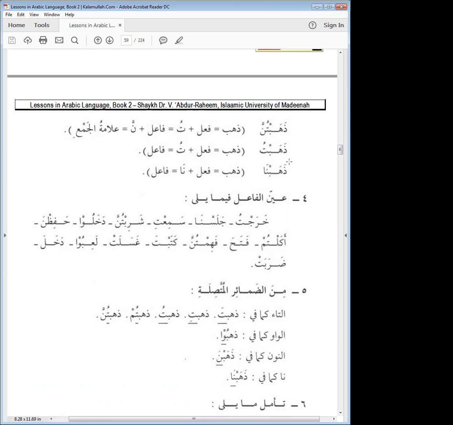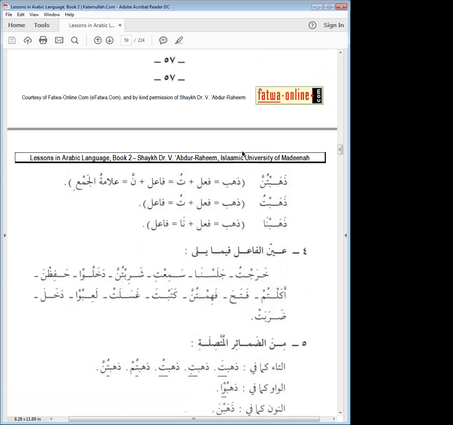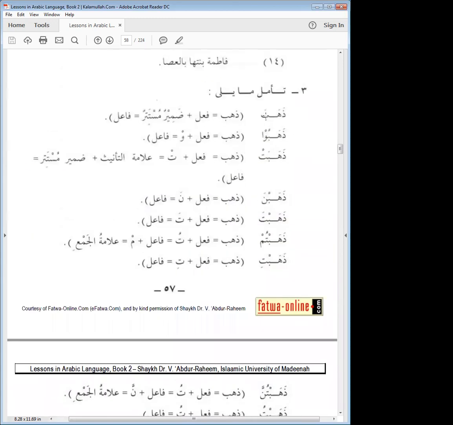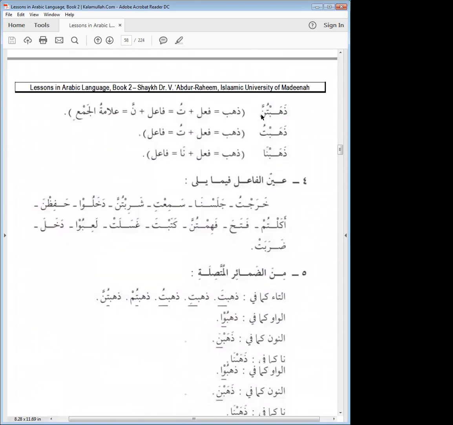So basically, all the pronouns that are added at the end are the fa'il, except in the case of the masculine singular third person and the feminine singular third person. Both third person singular verbs, the fa'il would be damir mustatir, or the hidden pronoun, right?